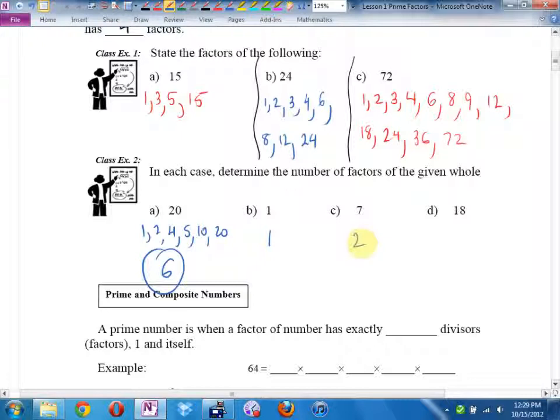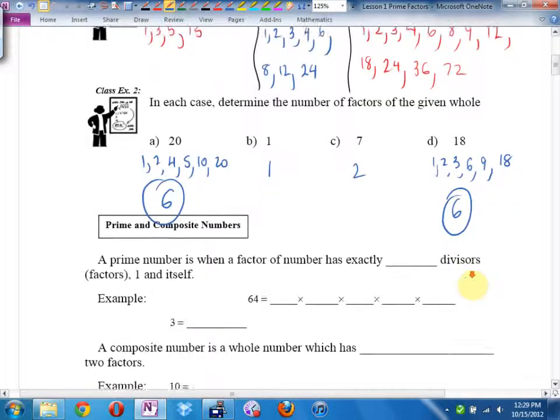18. Well, it's got a 1, a 2, a 3, 4, no, 5, no, 6. Oh, 3 and 6 go together, so 2 and 9 go together, 1 and 18. How many factors? Also 6. Okay.